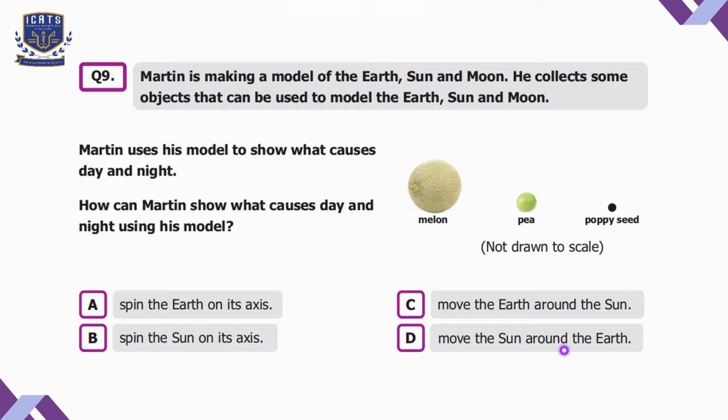So day and night are caused because the Earth spins around like a top. The part of the Earth which is facing the Sun, it's daytime over there, and the part which is away from the Sun, it's night time over there. So in the model to show this, Martin needs to spin the Earth on its axis. So we can say the correct option is option A. The correct way to show day and night is spin the Earth on its axis, whereas spinning the Sun does not cause our day and night, and moving the Earth around the Sun is what gives us the year and different seasons, not day and night. So we will select option A here.